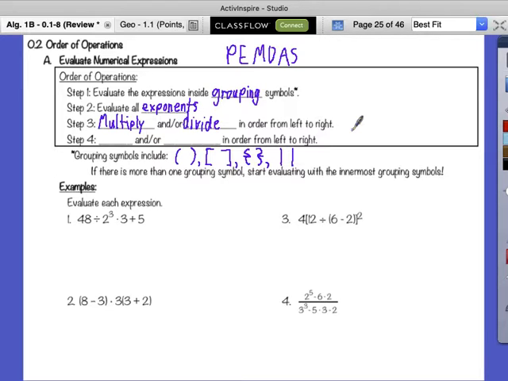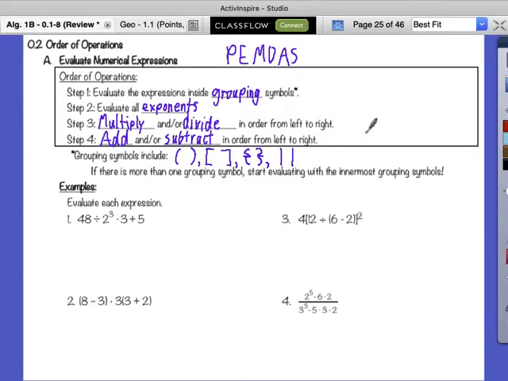So then step 4 is you add and/or subtract in order from left to right, okay? Those last two steps each combine two letters. So multiply and divide, same step. Adding, subtracting, same step. Questions on that?